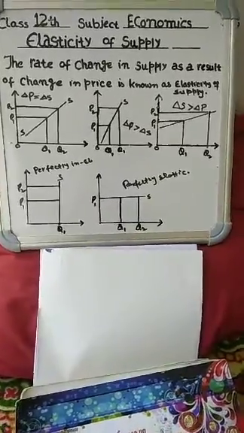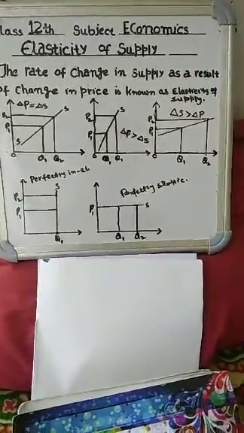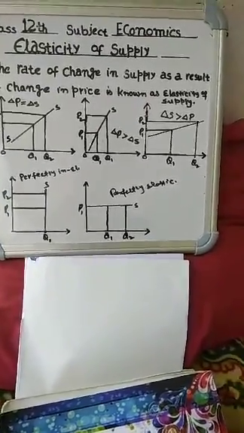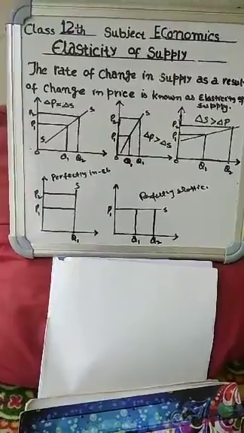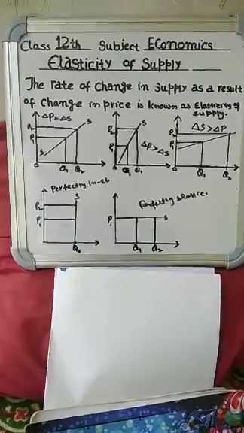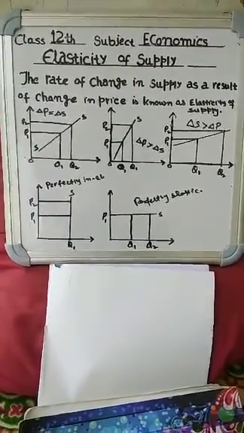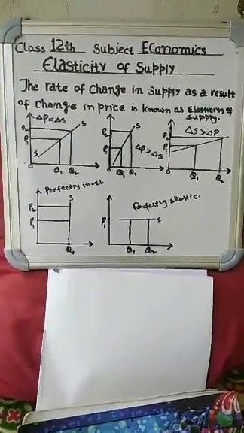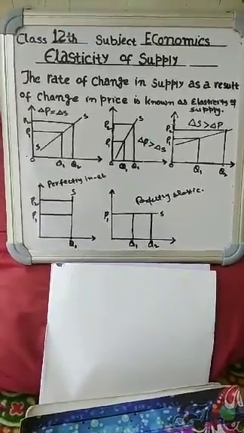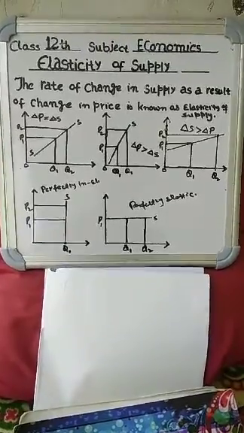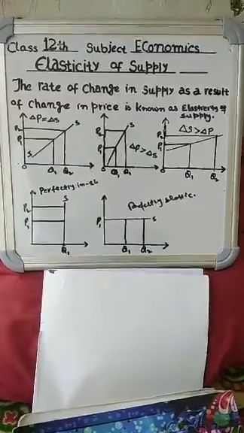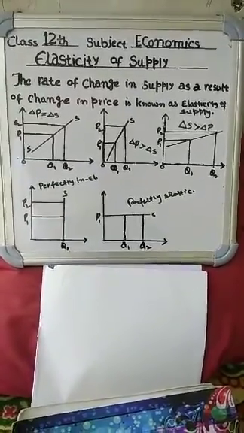Dear students, as far as this elasticity of supply is concerned, there are various types of elasticity of supply. When the change in supply is equal to the change in price, such elasticity is known as moderate elasticity. Here the elasticity of supply will be equal to 1.